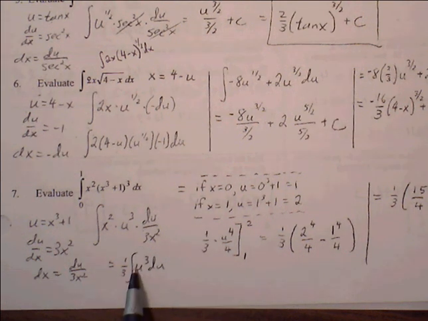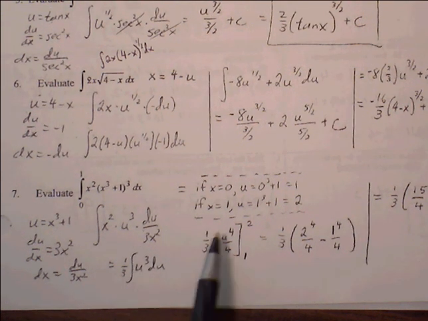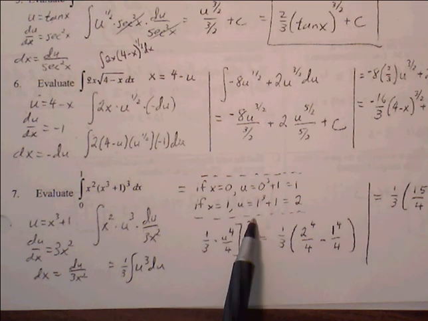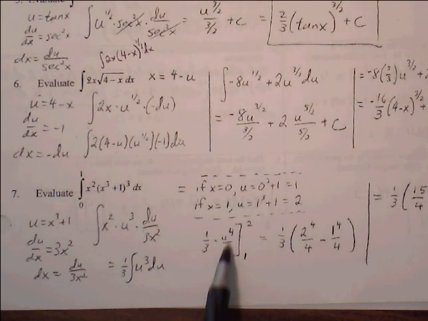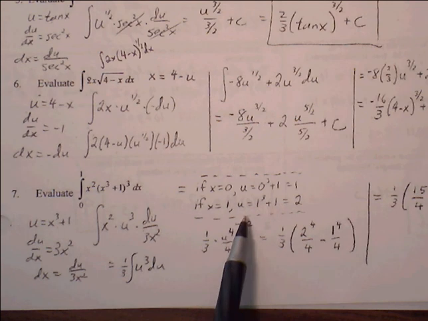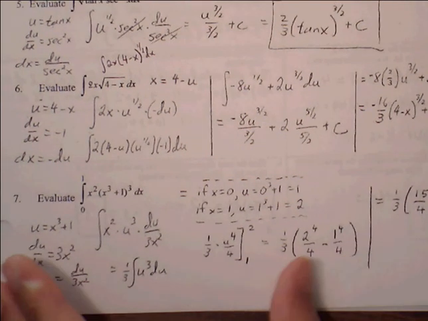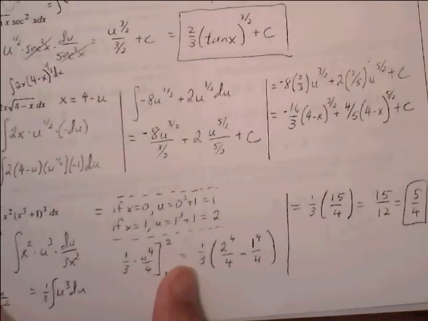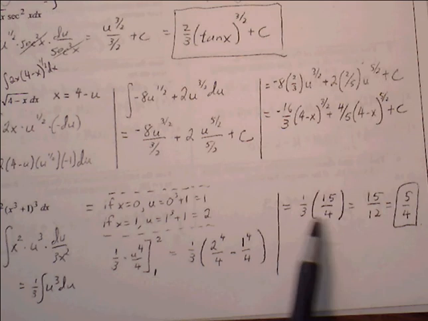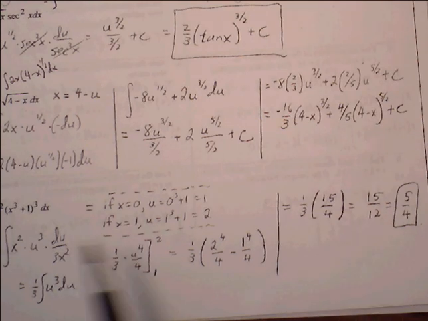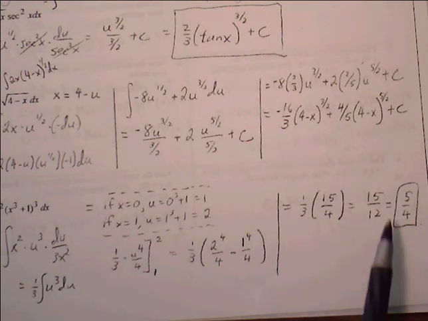So let's find the antiderivative. u cubed becomes u to the 4th over 4. We can just directly plug the upper and lower bounds in because our bounds are in terms of u. So we get 2 to the 4th over 4 minus 1 to the 4th over 4. So 16 over 4 minus 1 over 4 is 15 fourths. Multiplied by the coefficient of 1/3 out in front, we get 15 over 12, which is 5 fourths.